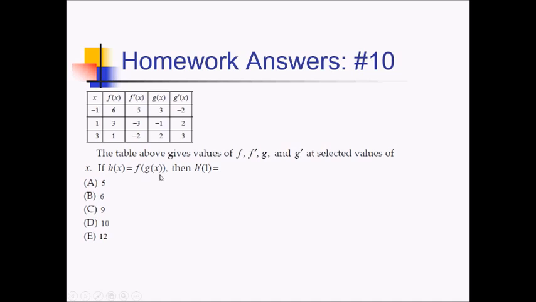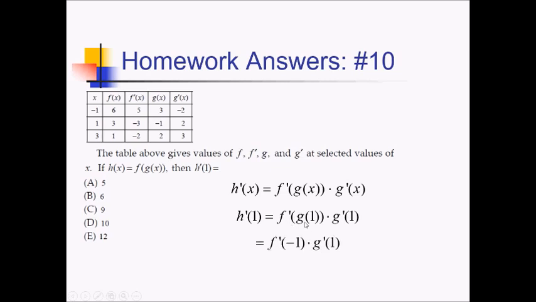So in general, we're going to have f prime of g of x times g prime of x. This is literally just the chain rule written out here. So specifically, if we're doing h prime of 1, we've got f prime of g of 1 times g prime of 1. Let's deal with this g of 1 first, and then we'll worry about the primes. G of 1, just looking that up in the table, that's the value of g at x equals 1, and that's negative 1. So this is really f prime of negative 1 out here.